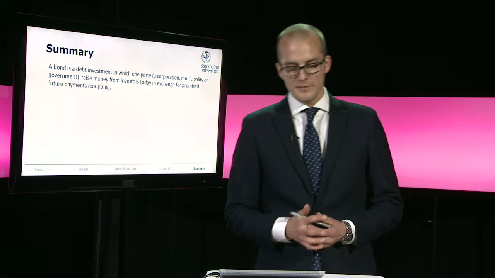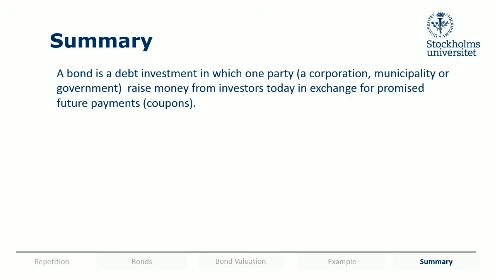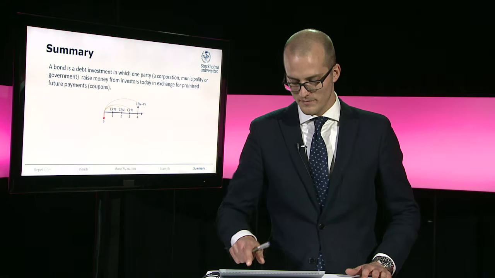So to summarize, a bond is a debt instrument in which one party, a corporation, municipality or government, raises money from investors today in exchange for promised future payments, which we call coupons, and the face value. And in a timeline, it could be represented like this. You get some coupon payments and you get a face value. And for this, you are willing to pay the present value of these cash flows.